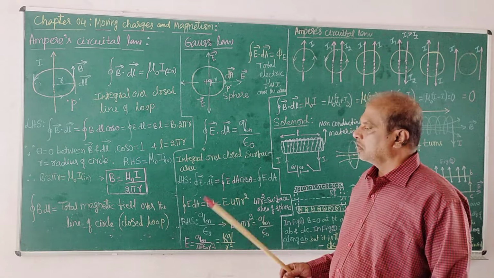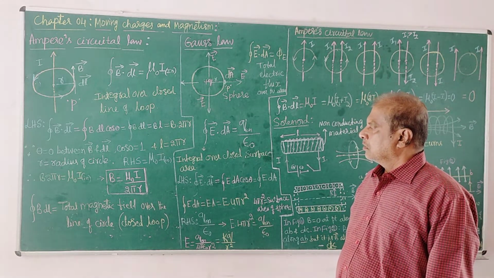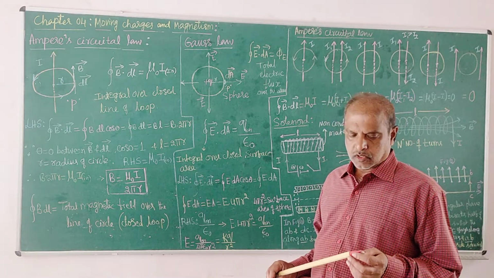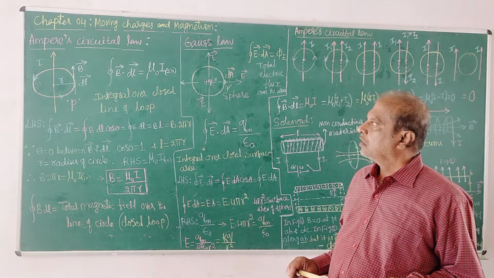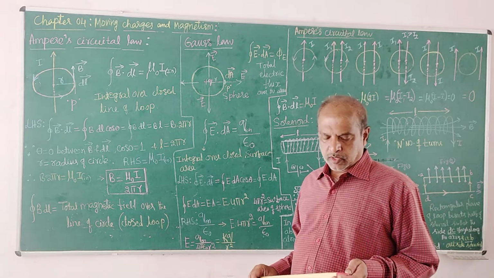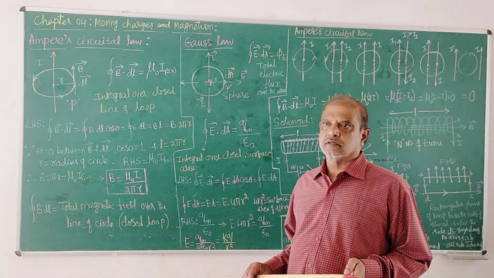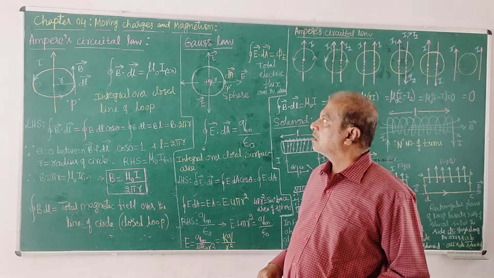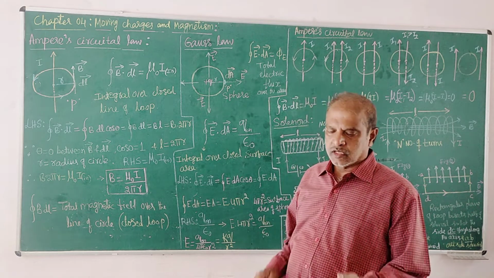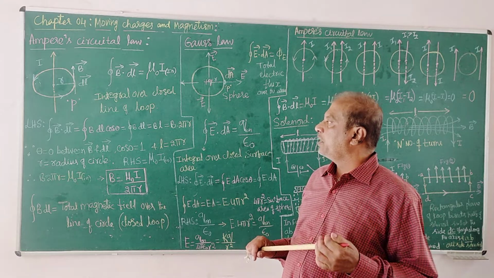There are two laws in magnetism. One is Biot-Savart's law and the other is Ampere's circuital law. The Biot-Savart's law is already being taught, and this law, Ampere's circuital law, is an alternate method of finding the magnetic field.